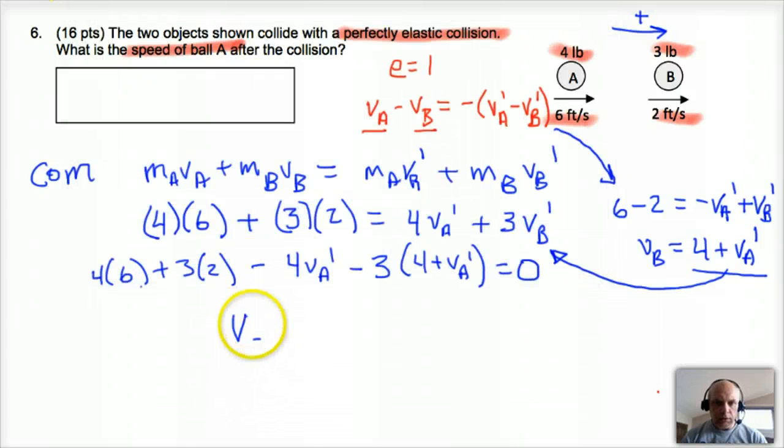2.57. So VA prime equals 2.57. Okay, units feet per second.